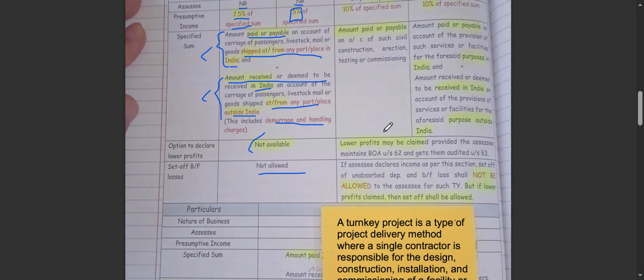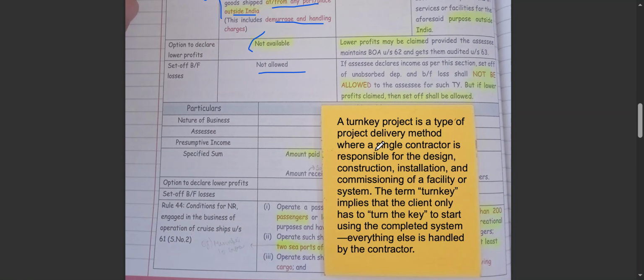Moving on to serial number 4. Serial number 4 is about the business of civil construction or the business of erection of plant and machinery or testing or commissioning of turnkey power projects, which is approved by the central government. What is a turnkey power project? A turnkey project is a type of project where a single contractor is responsible for everything: design, construction, installation, and everything. This is a turnkey project, and when it's related to generation of power, whether solar or hydro, it's called a turnkey power project. The term turnkey implies that the client only has to turn the key to start; everything else is done by the contractor.